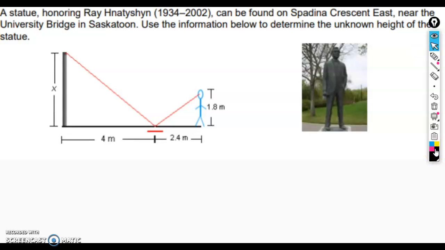So this one is talking about a statue honoring Ray. It's near this university bridge. Basically, we just are going to use the information they provide to find the unknown height, which is x, of the statue.